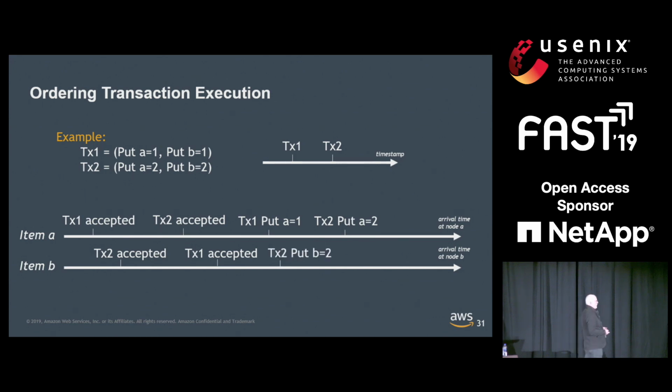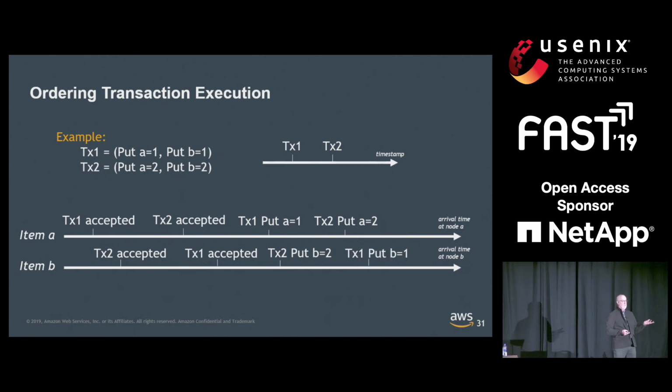But now at item B, suppose transaction TX2 arrives first and says, please put B equals 2. What do we do in this case? Do we have to wait for transaction TX1 to arrive? No, we don't. Because it's a put operation, we can just go ahead and do it, and say immediately, okay, we did put B equals 2.